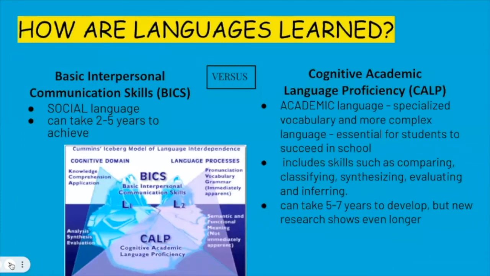How are languages learned? There are 2 stages. The first stage is called BICS, or Basic Interpersonal Communication Skills. This is a social language and can take 2 to 5 years to achieve.